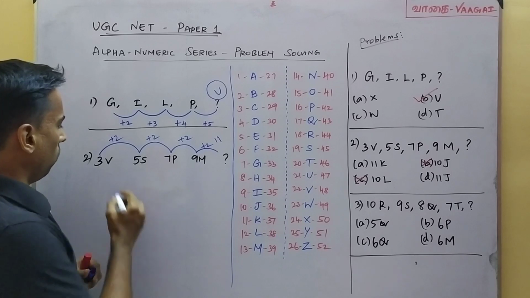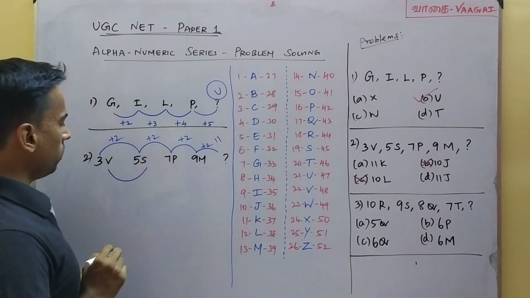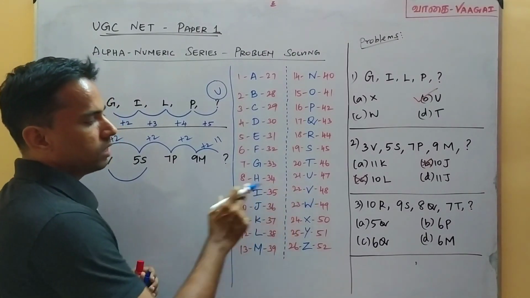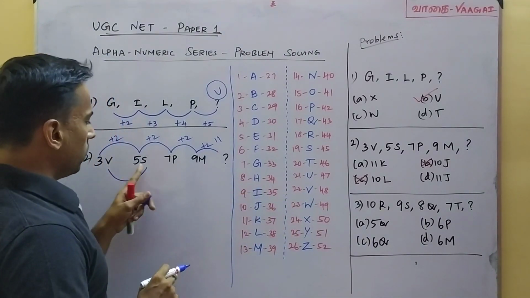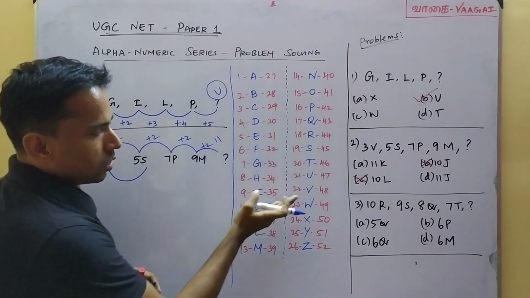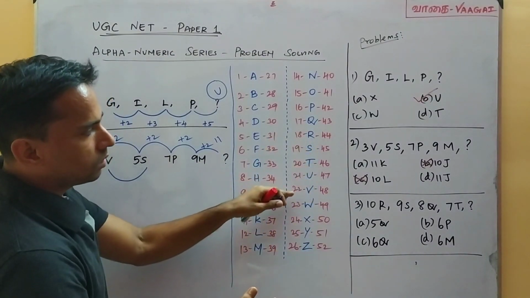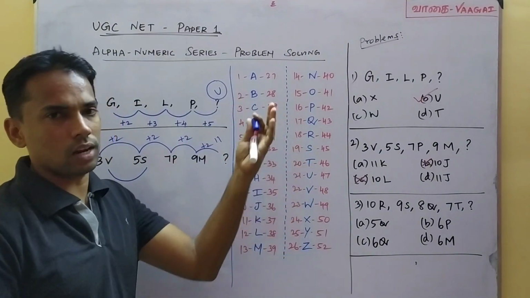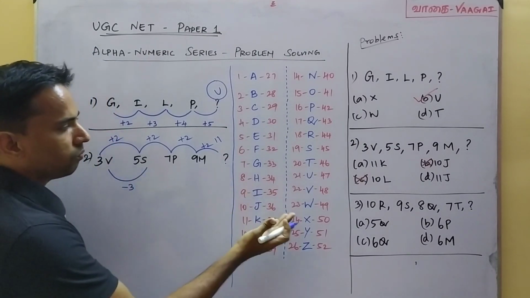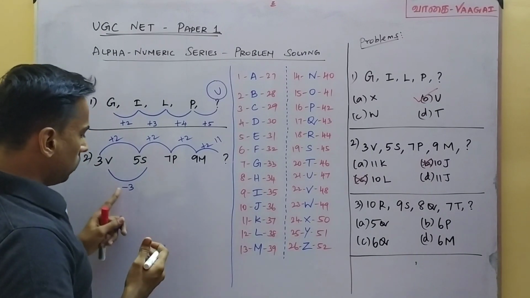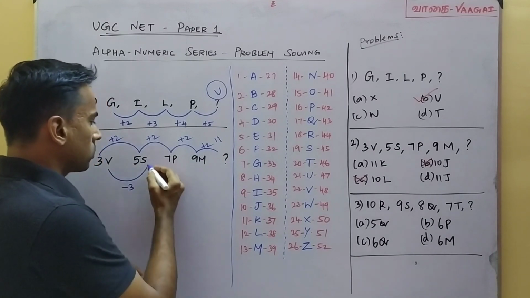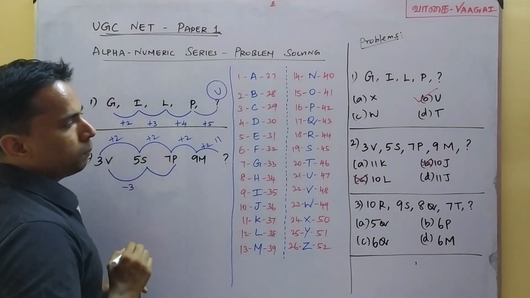So V to S they are doing. Let's come to the list. V is at the 22nd position. V to S they have traveled, and S is at the 19th position. That means from V to S it is 3 positions in the reverse direction, right? So I can put -3 here because they are moved in the reverse direction. V, 3 positions in the reverse direction, S. So -3. Let's continue.